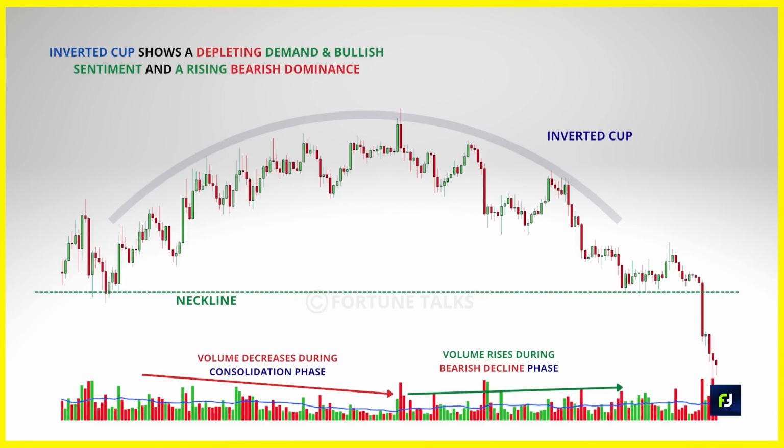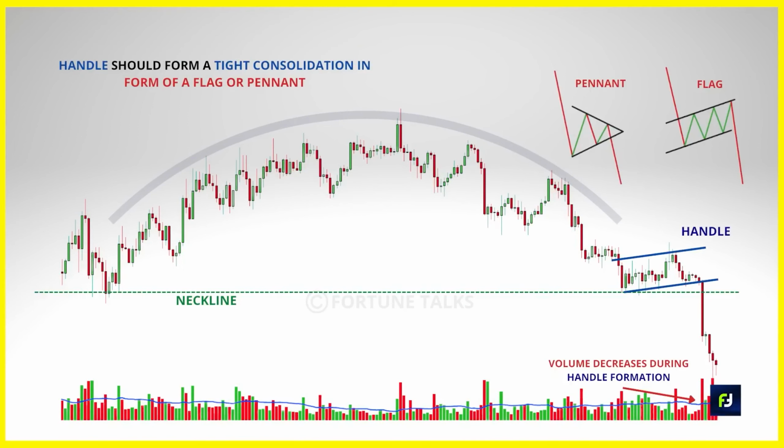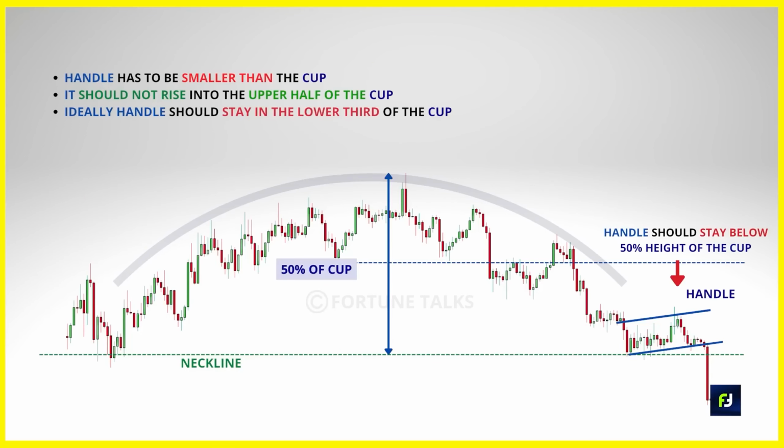The formation of the inverted cup shows depleting demand and a lack of buying pressure, which can be validated by using the volumes. Now the handle should be a tight consolidation in the form of a bear flag or a bear pennant, which also comes with contracting volumes. If the handle moves way higher beyond 50% of the cup, then it is better not to consider it a valid pattern, since there is enough buying pressure still available at the neckline or the support level, which is pushing the prices higher.